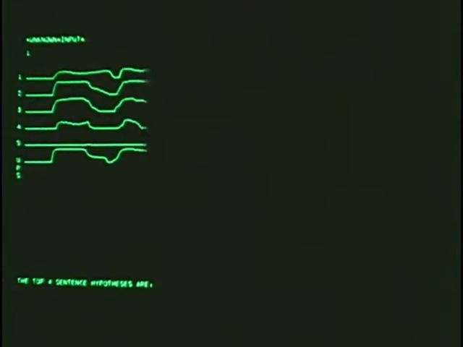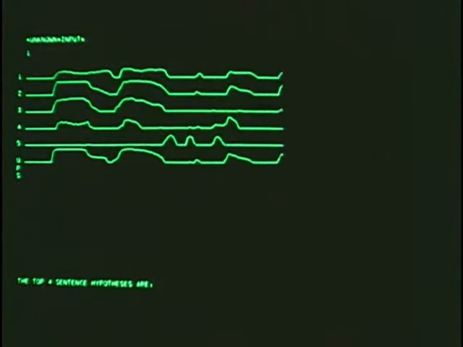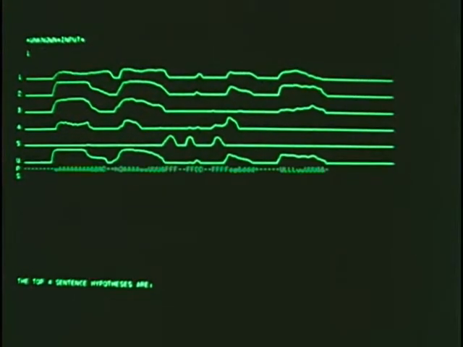What you're observing is a live demonstration of a speaker attempting to play a game of chess with the computer.